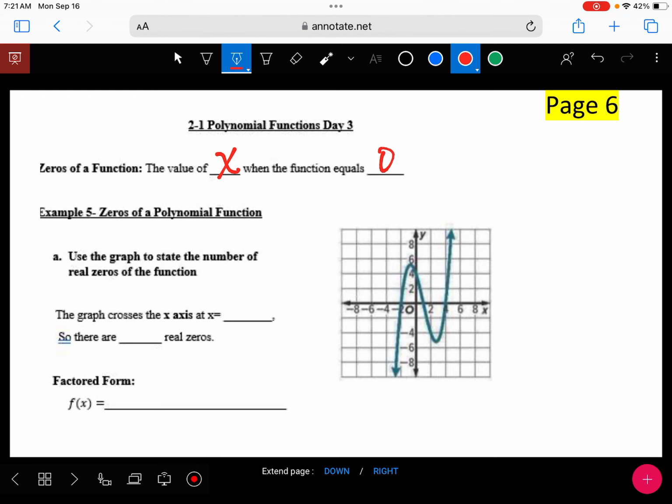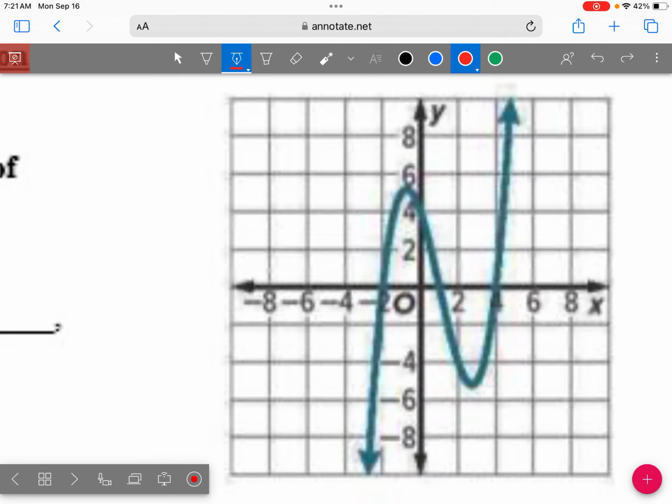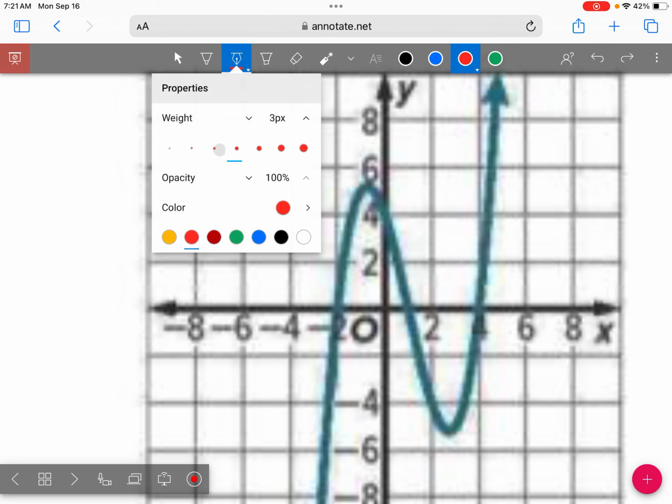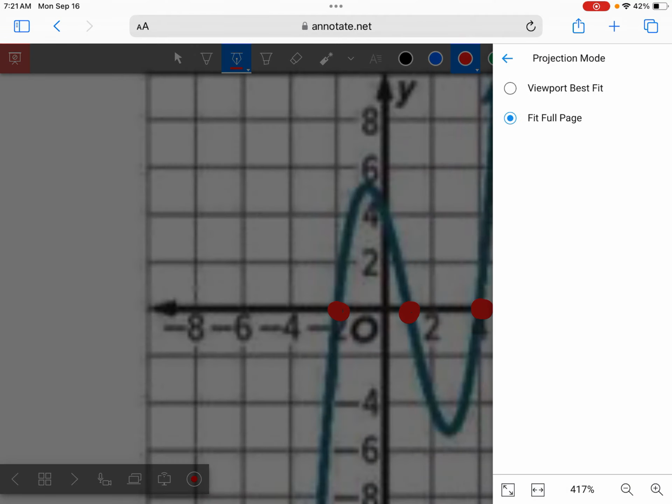So for example 5, it says, use the graph to state the number of real zeros. How many times does this graph cross through the x-axis? It crosses through here, here. Let me go ahead and zoom in a little bit. It crosses here, it crosses here, and it crosses here. Oh wait, you can't see me zooming in. Hold on. All right, what do you think those 3 numbers are?